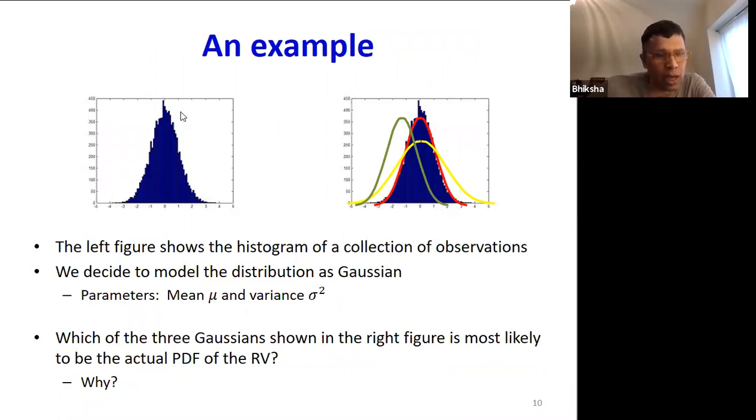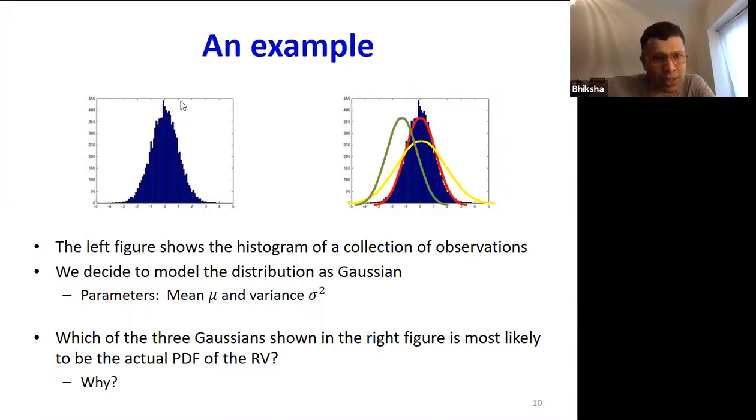Let me give you another example. We get a collection of numbers, and these are actually real data. If you plot the histogram of the zeroth cepstral component from your homework 1, for example, you'd find the histogram looks just like this. In fact, this is exactly what it is. These are cepstral coefficients from some speech data.